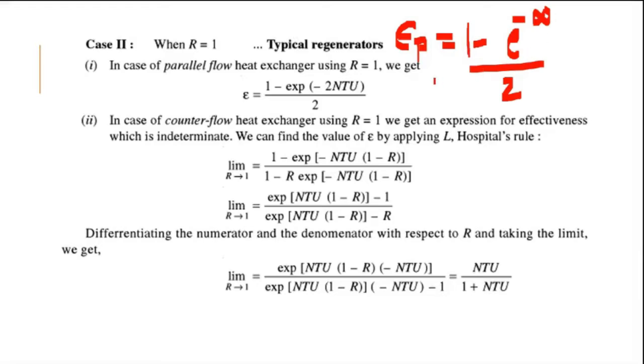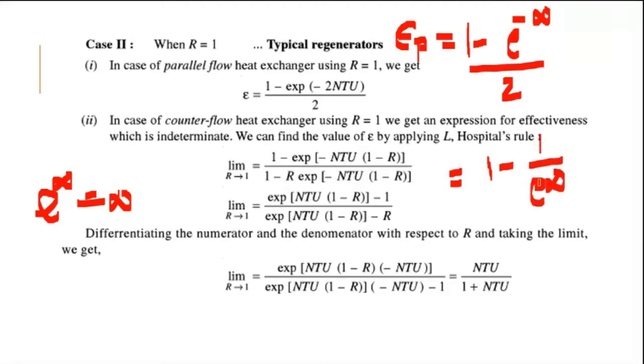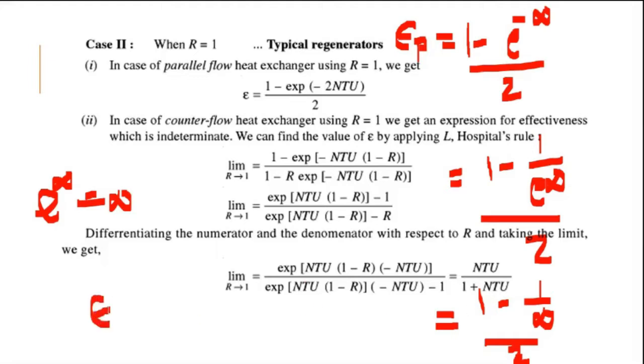So e to the power minus infinity divided by 2. Here e to the power infinity is equal to infinity. This becomes 1 minus e to the power minus infinity, which is 1 minus 1 by e to the power infinity. We can write the same as 1 minus 1 by infinity, whole divided by 2. 1 by infinity is nothing but 0. So epsilon for this parallel flow heat exchanger is equal to 1 by 2.